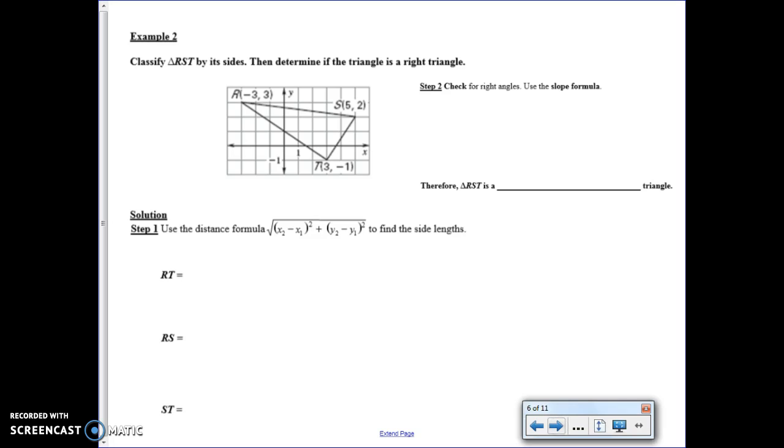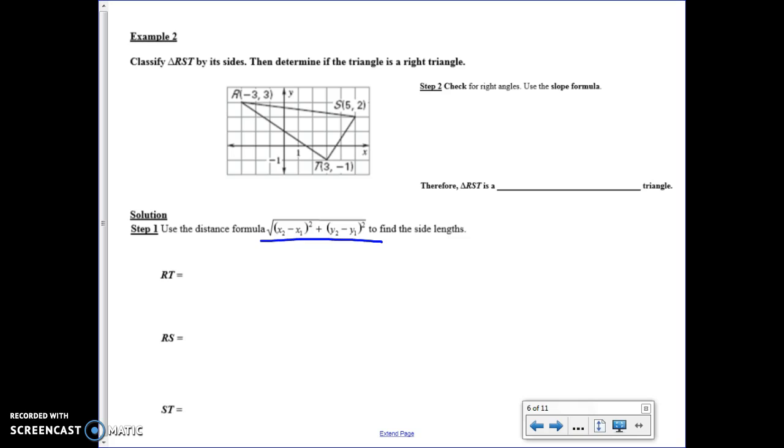Okay, so this says classify triangle RST by its sides. Then determine if the triangle is a right triangle. Okay, so if we're classifying by sides, we need to know about the side lengths. And so step 1 says use the distance formula to find the side lengths. So it's kind of set this up for us, and I'm going to go ahead and fill in the blanks here since your distance formula is written out for you.